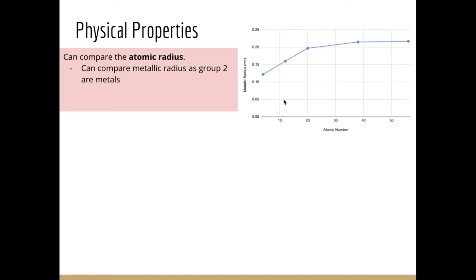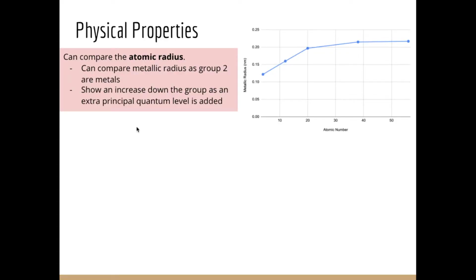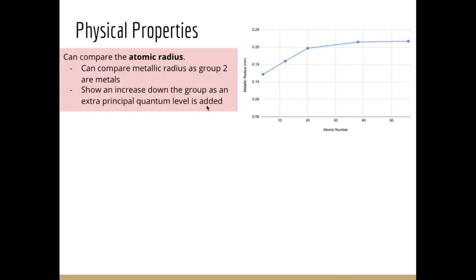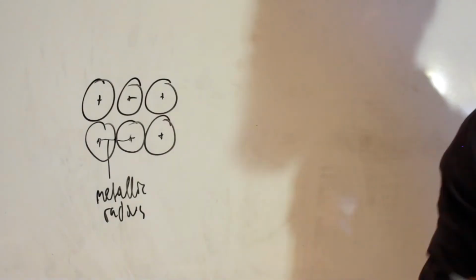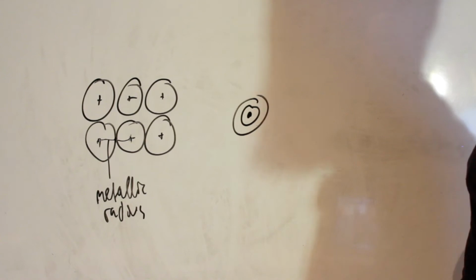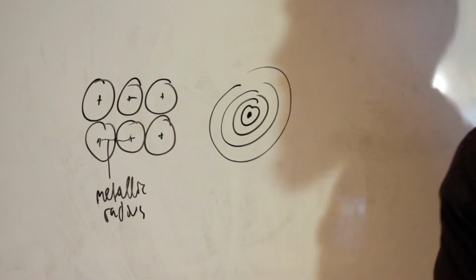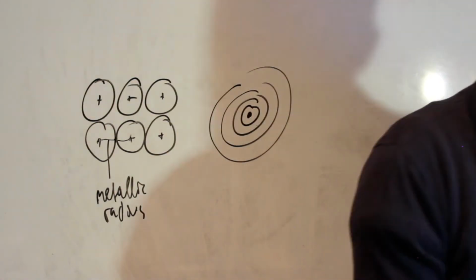Pretty obvious there that we have a general increase as we move down the group. And this makes sense because we know as we move down the group, we're going to be adding an extra principal quantum level each time we move down the group. If we go back to the periodic table here, we're going to have our beryllium having the 2s as the outermost shell. Magnesium going to have 3s, 4s for calcium, 5s for strontium, so on and so forth. So we can pretty clearly observe that if we've got 2 quantum levels, and then the next one down has 3 quantum levels, the next one down has 4 quantum levels, very obviously we're going to have an increase in that atomic radius.